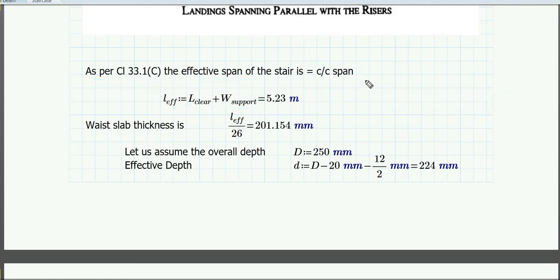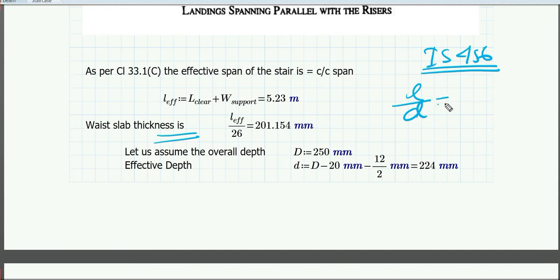Now let's find out the thickness of the slab, the waist slab basically. If you refer to IS 456, if you remember, for different types of beam, depending upon the condition of support as well as the deflection criteria, we can find out L by D ratios.